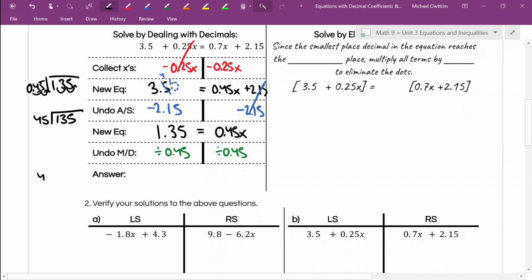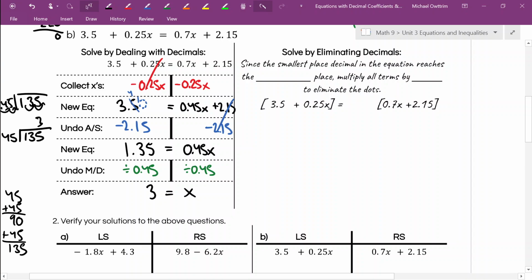So if we count up our 45s, that'll give us 90. Another 45 gives us 135. So we can just say this goes in 3 times exactly. So we can say that 3 is the value of our x.